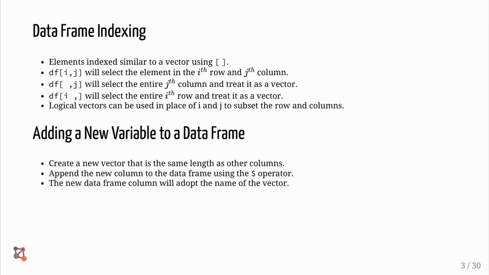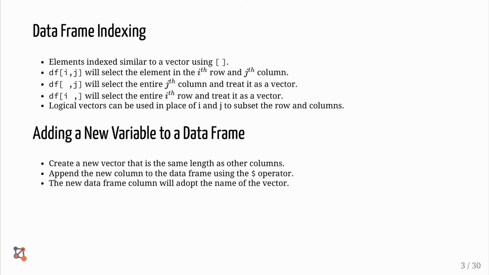To index a data frame, we need to remember the elements that we discussed in our basics. Check out that video for more information. Elements are indexed using square brackets. The code df[i, j] will select the element in the ith row and the jth column. If we remove the i, this will select the entire jth column and treat it as a vector. And if we remove the j, this will select the entire ith row and treat it as a vector. Logical vectors can be used in place of i and j to subset the row and columns.